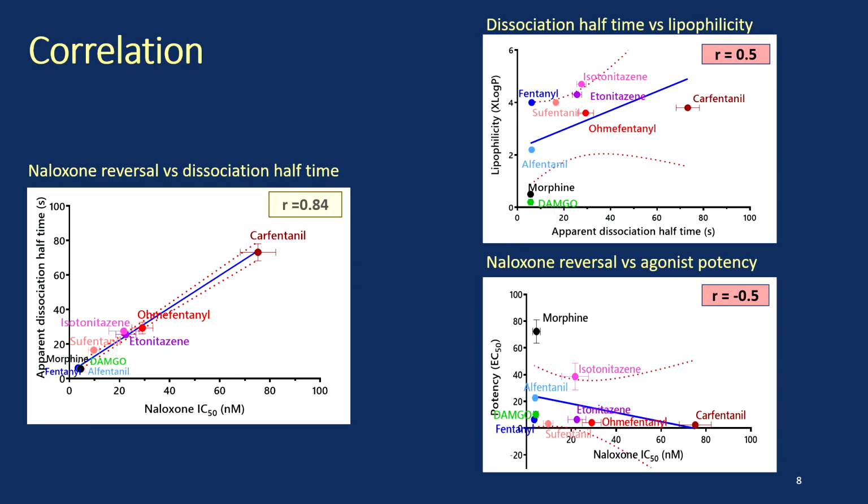At the bottom here, the last thing I want to show you, we looked at the agonist potency, whether the potency of the agonist could predict their sensitivity to naloxone, because we have been reading in anecdotal reports that these agonists are highly potent, that's why we need higher concentrations of naloxone. But we found a poor correlation. These agonists have pretty similar EC50, but their requirement of naloxone differs.